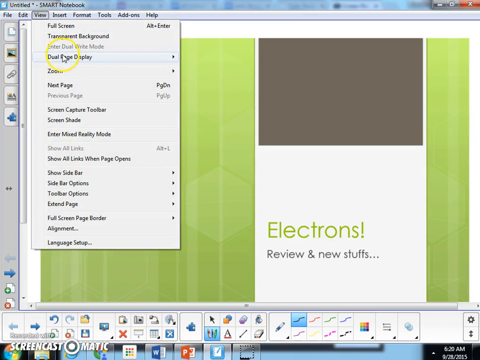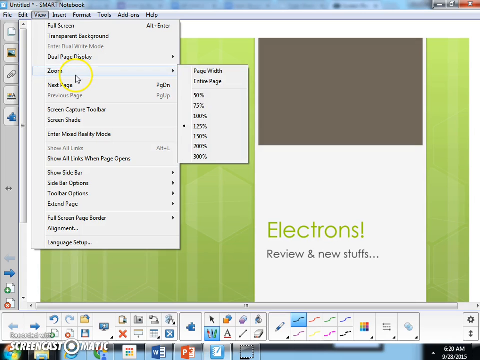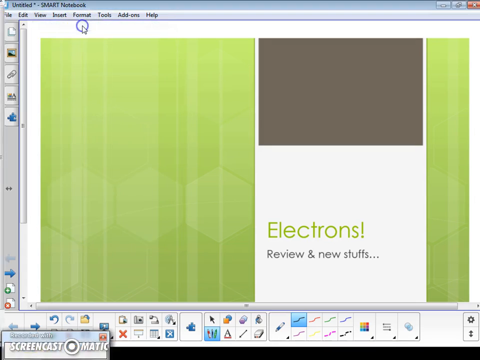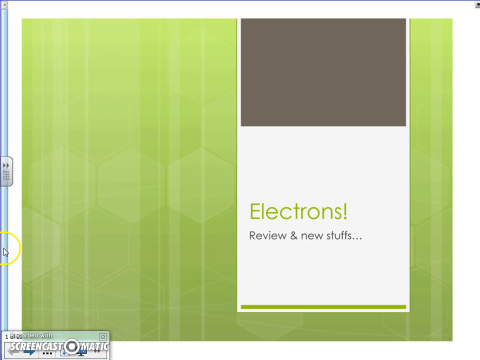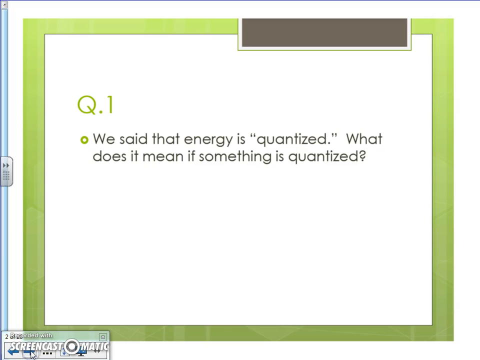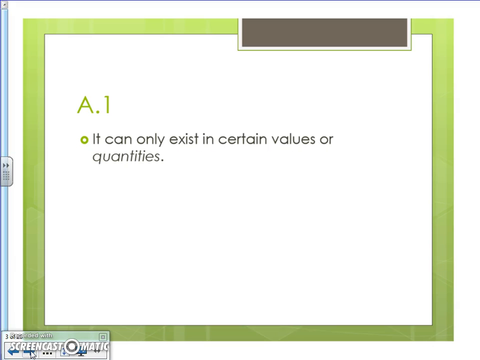Welcome back everyone. Today we're looking at electrons and something we call electron configurations. So, quick review here. We said that energy is quantized. What does it mean if something is quantized? It means that it can only exist in certain values or quantities. This goes along with those Bohr orbits, saying that those electrons can only exist at those spots.